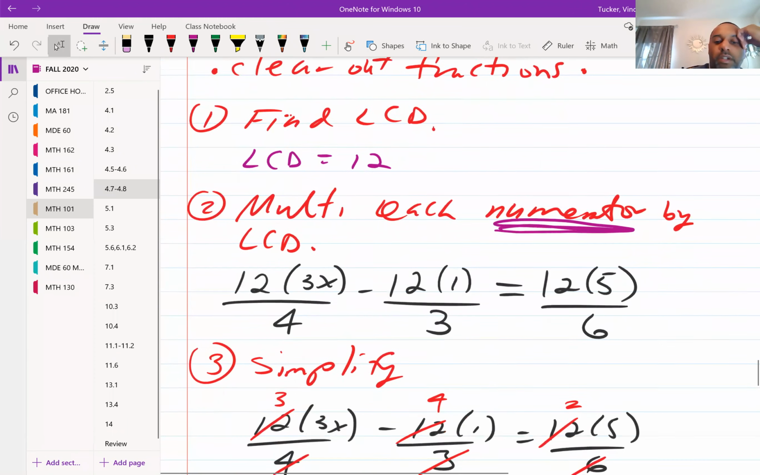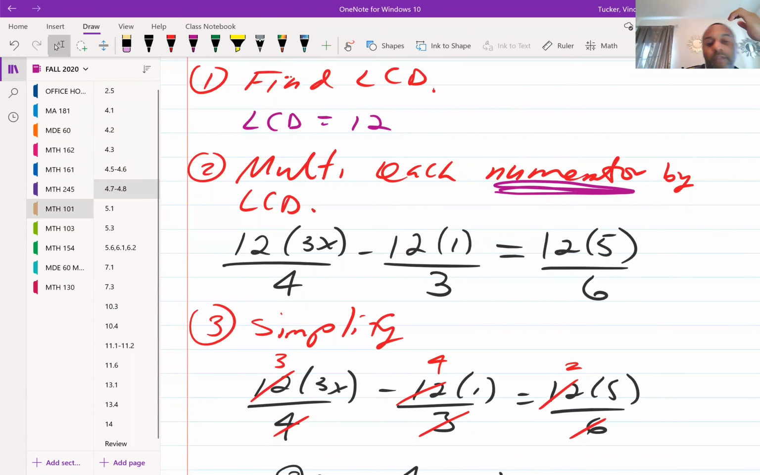All right, now we can simplify. 4 goes into 12 and leaves us with 3. 3 goes into 12, leaves us with 4. And then 6 goes into 12 and leaves us with 2.